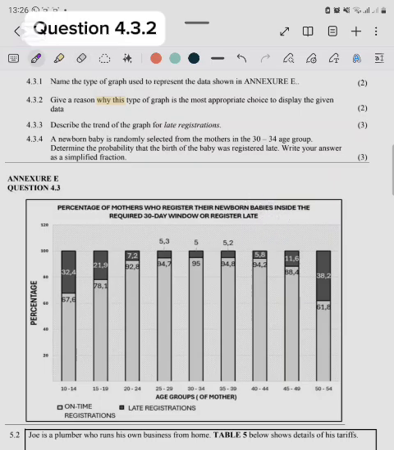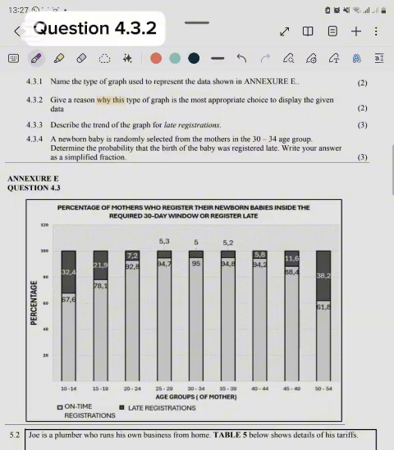Right, you cannot just say things like it's easy to read or it's clear to read, because that would be true of any type of graph if it's well constructed. The reason you want to use a graph like this is because it allows for comparison. It makes it easy to compare values, and that's kind of the key thing that we're looking at. It's the same answer you would give for a double bar graph, because this could have been done in a double bar graph as well.